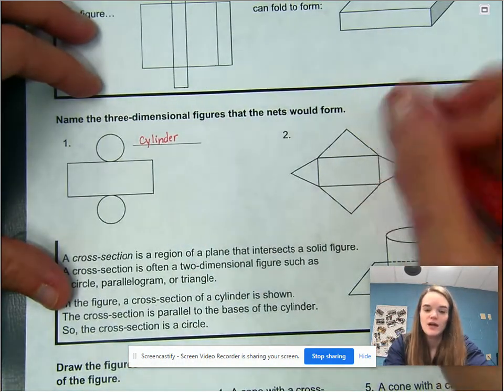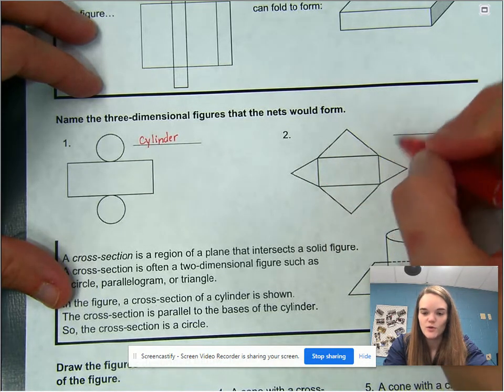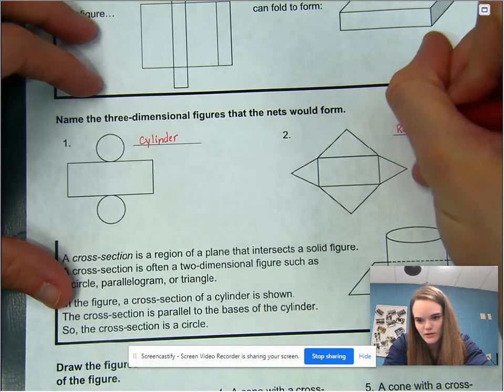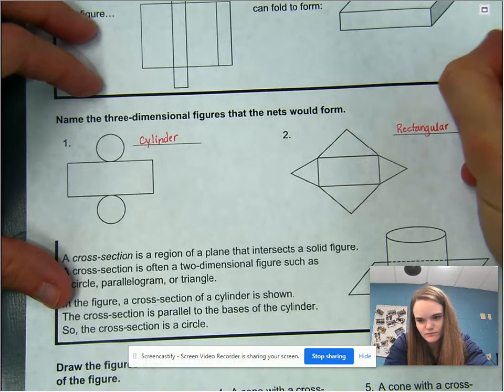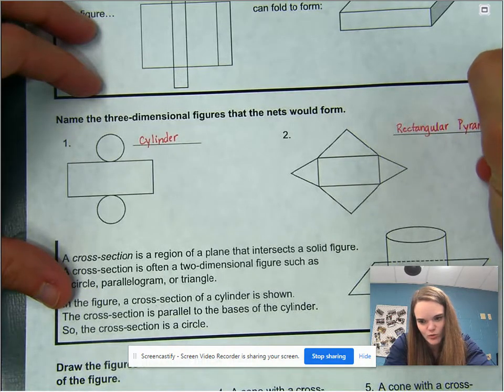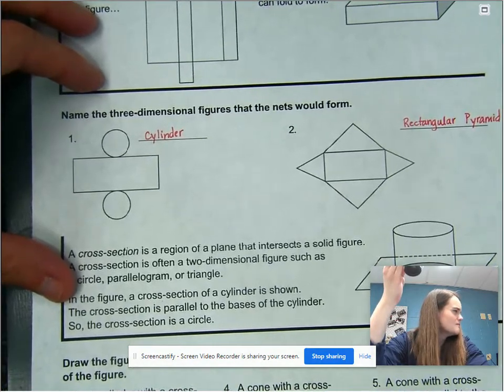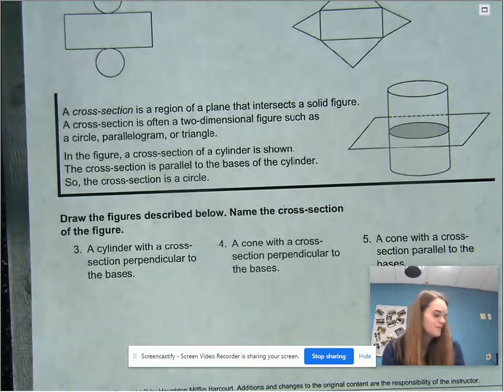Okay, this one, I have a base, and I have 1, 2, 3, 4. Those would all fold up into a rectangular pyramid, because I do not have more than one base, so it can't be a prism. Okay. All right, that is a net. We will talk about those in just a moment.